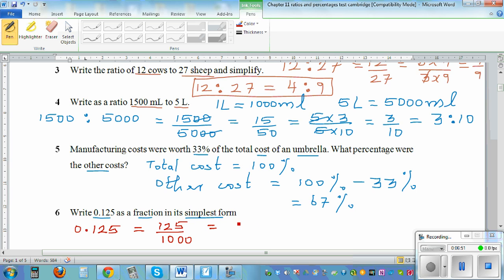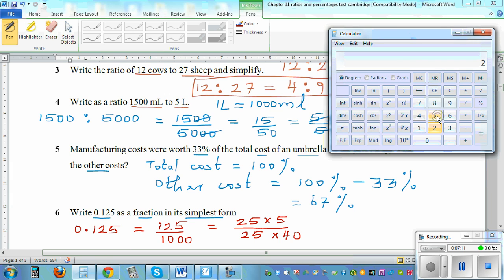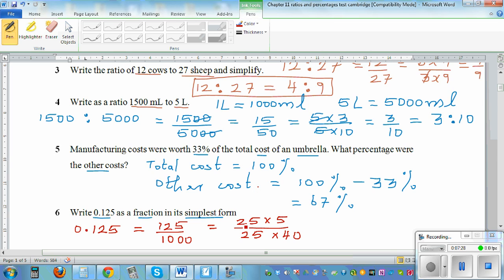Or if you don't want to use a calculator, 125 is 25 times 5. 25 times 5 is 125. And 25 times 4 is 100. So 25 times 40 would be 1,000. Let me show this on a calculator. 25 times 5 is 125, and 25 times 40 is 1,000. So what can we do? We can cancel this 25, so this is 5 out of 40. And 5 out of 40 can again be simplified, which is 5 times 1, and this is 5 times 8. So basically this is 1/8. 1/8 is 0.125.